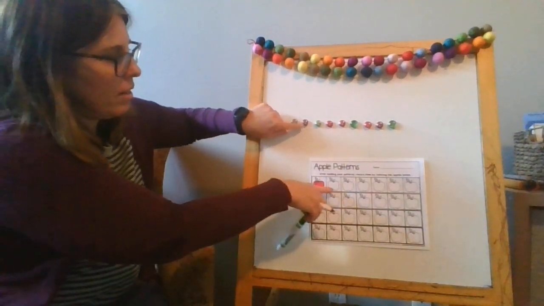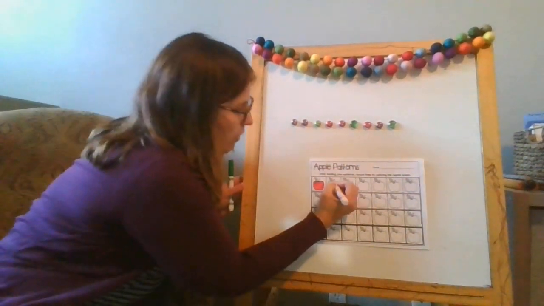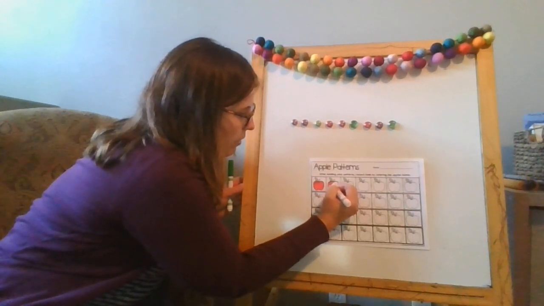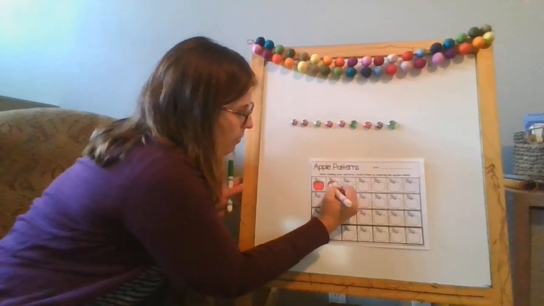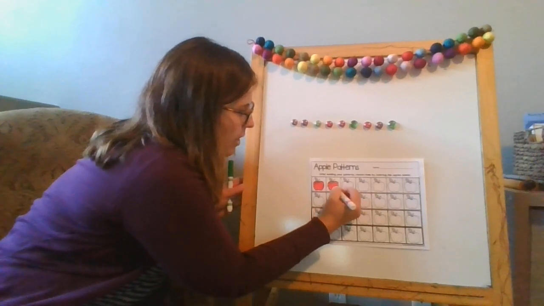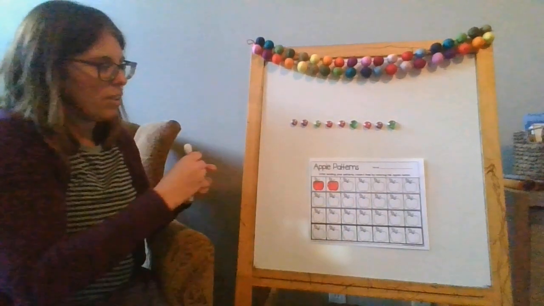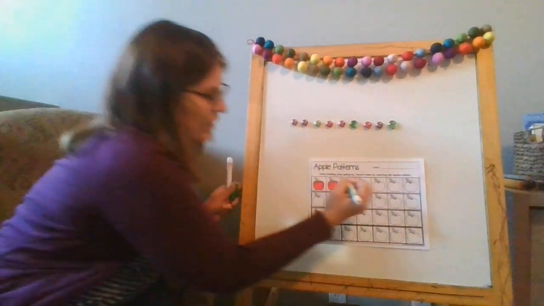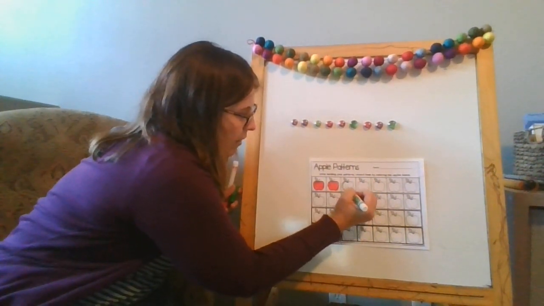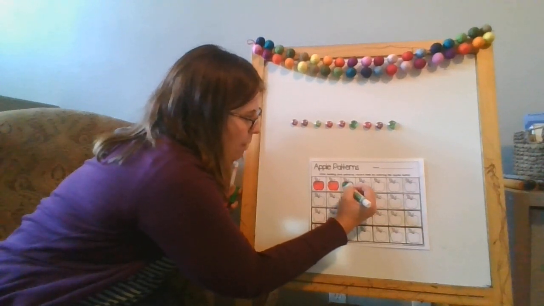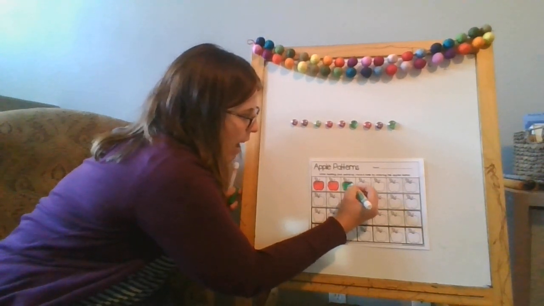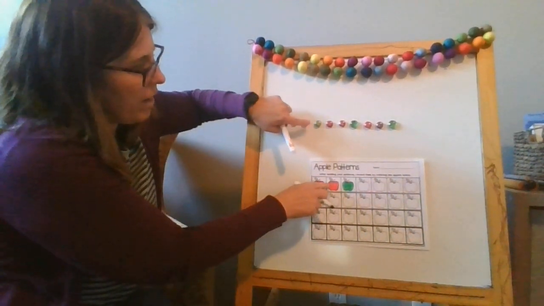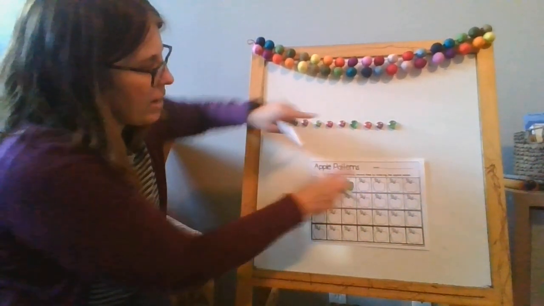Red, red. So we'll do another one red. Okay, do this one real quick. Red, red. Then what? Green. And I'm going to color in this whole row of apples to look just like the apple pattern that I built. Red, red, green. What comes next? Red.